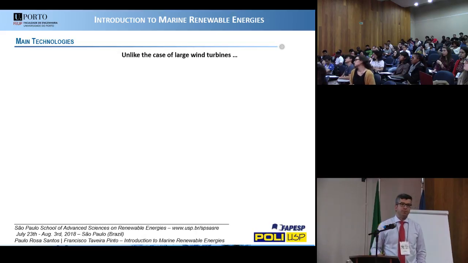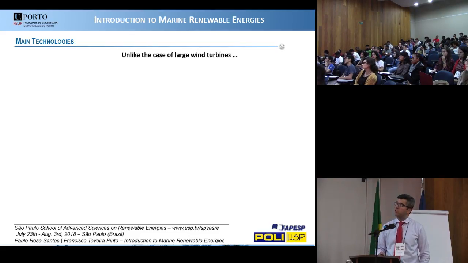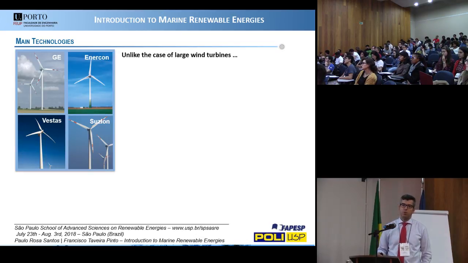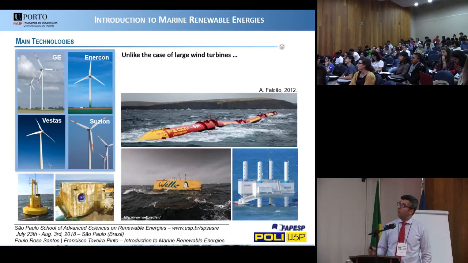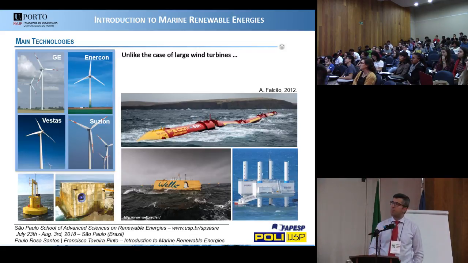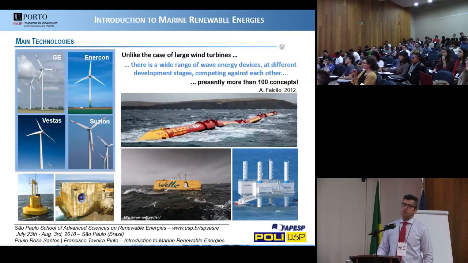In terms of technology, what we can see right now is that, unlike what happens in the wind turbines sector, at least in what relates to the onshore installations, where we have, let's say, some standard solutions. So if you are not an expert, all these turbines seem quite similar. But in the case of wave energy, we have a wide variety of technologies. You have here only a few. Tomorrow I'll present more. But each one is different from the other. So instead of standard technologies, we have a very wide variety of technologies.